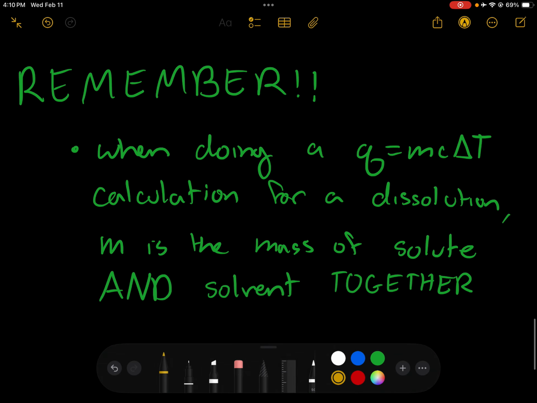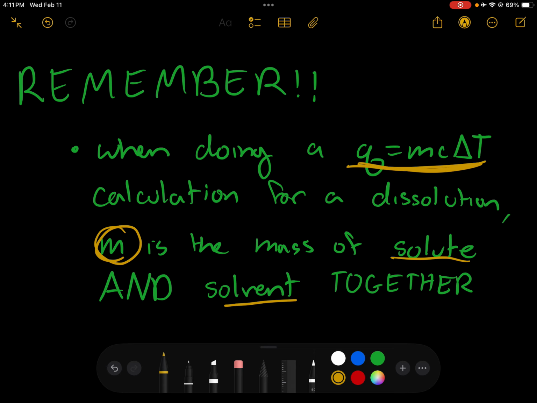Really quickly, just a point of fact, you need to remember this. When you are doing a q equals mc delta T calculation for a dissolution, just like we did in the lab, you want to remember that your mass, your m, is the mass of the solute and the solvent together, because you need both your salt and your water to do the dissolution. So you have to consider the mass of both of those things.